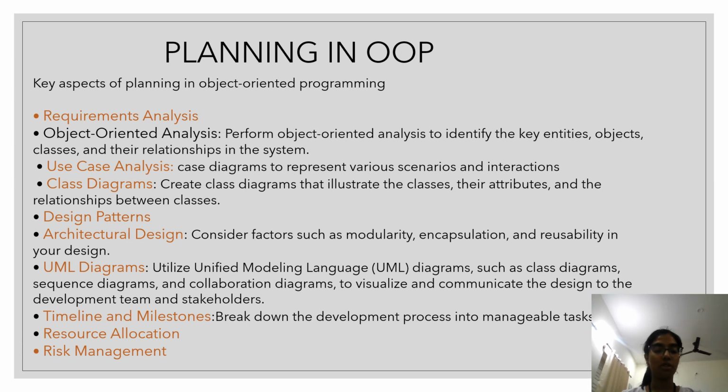After that is UML diagrams. Utilize Unified Modeling Language diagrams such as class diagrams, sequence diagrams, and collaboration diagrams to visualize and communicate the design to the development team and stakeholders. After that are resource allocation, risk management, timeline, and milestones. Break down the development process into manageable tasks.